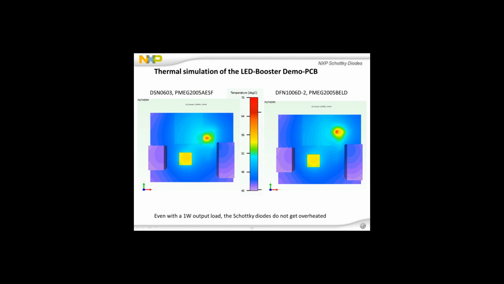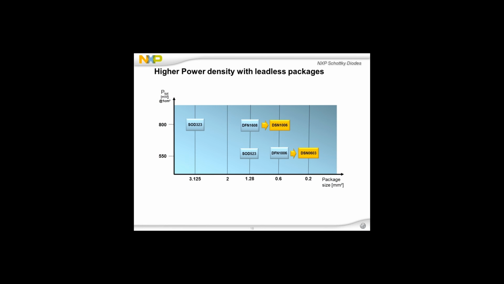Thermal simulation results are shown here for the two mounting options of the Schottky diode. The evaluated condition is an input voltage of 1.5 volt and a white 1 watt LED used as a load. The maximum package temperature of the Schottky diodes for an ambient temperature of 25 degrees does not exceed 70 degrees Celsius. This test proves that even NXP's smallest Schottky diodes are sufficient for backlight units in smartphones or similar small applications. This means that leadless products can replace bigger conventional parts without compromising performance and reliability.